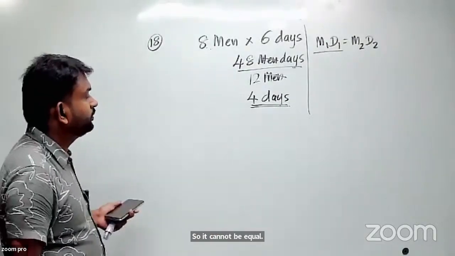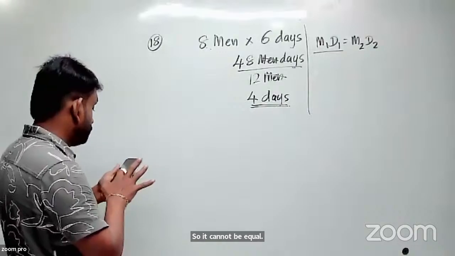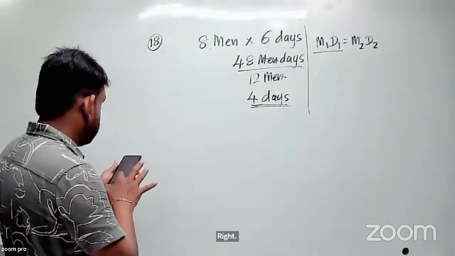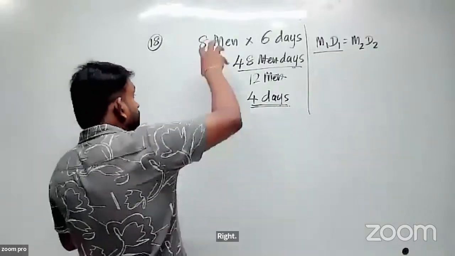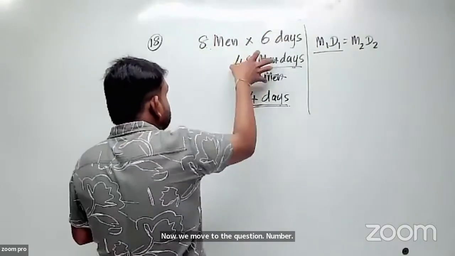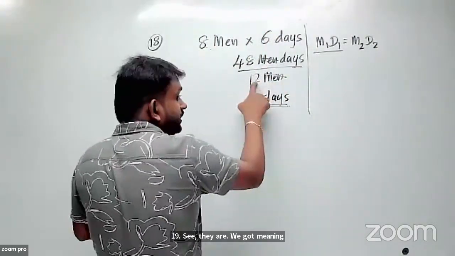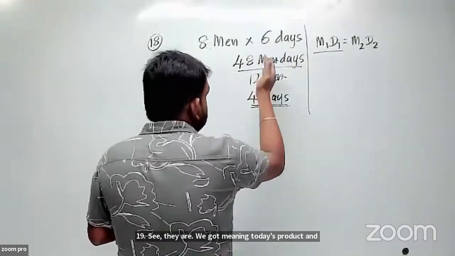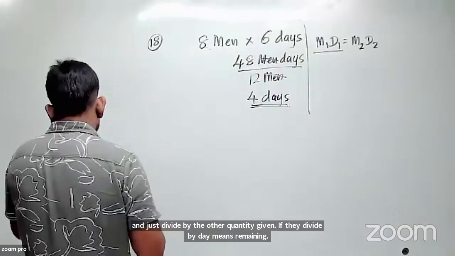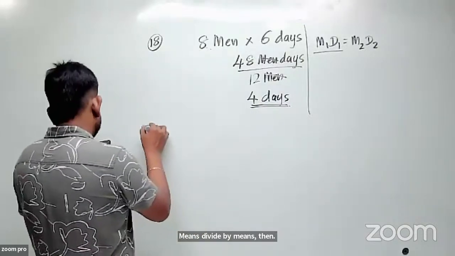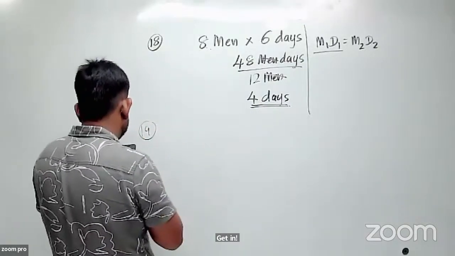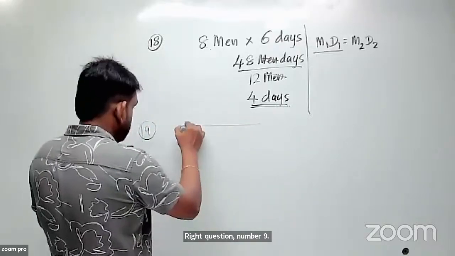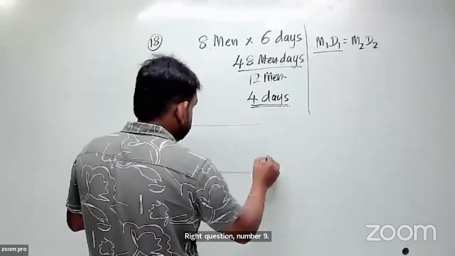Right. Now we move to the question number 19. See there, how we got? Men into days product taken and just divide by the other quantity given. If days, divide by days means remaining men. Men divide by men, then days getting. Right. Question number 9. Here we have a trapezium.